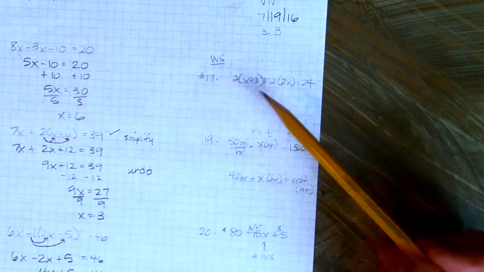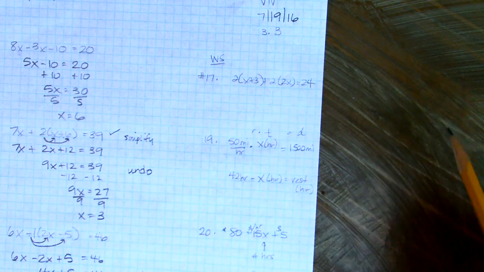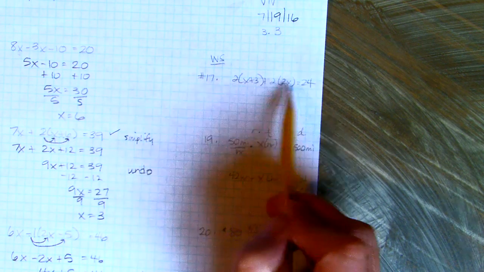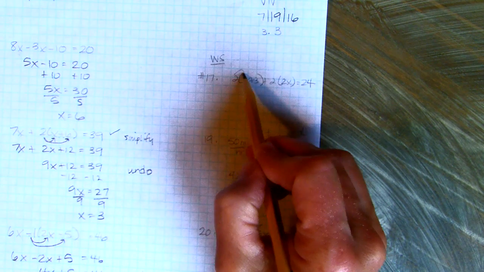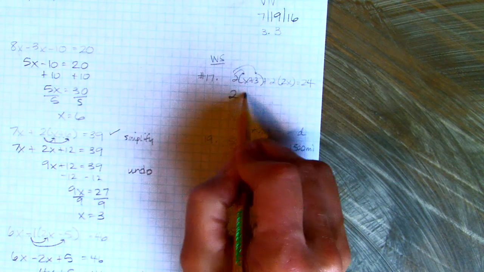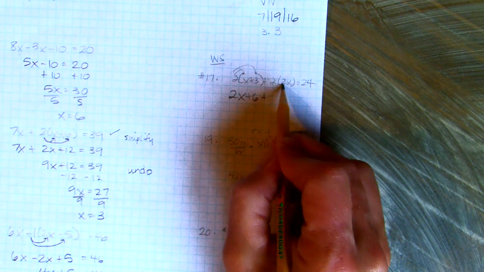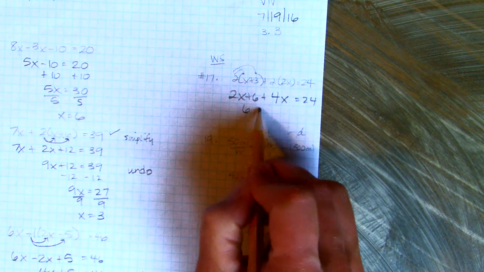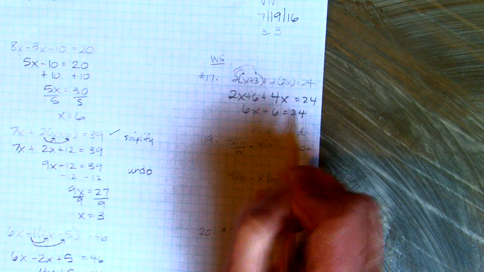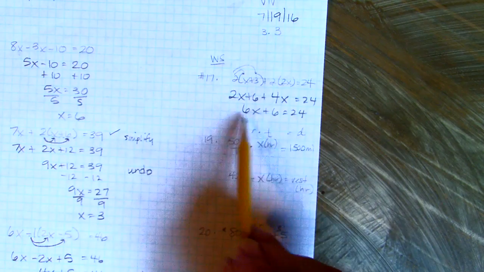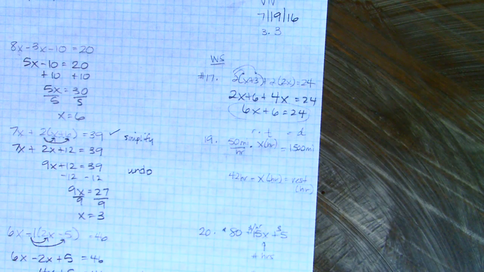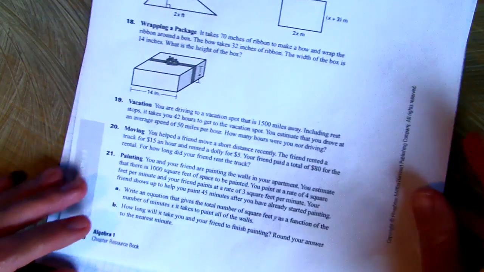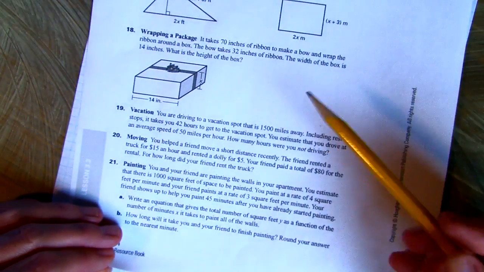So these I drew directly from the worksheet. Here again, I would simplify first. 2x plus 6 plus 2 times 2x is 4x. Then you would have to combine like terms. 6x plus 6 equals 24. And now you're in familiar territory. I guess I am looking at a couple of these. Now it's up to you. If you want to try them without looking at my video, that's great.